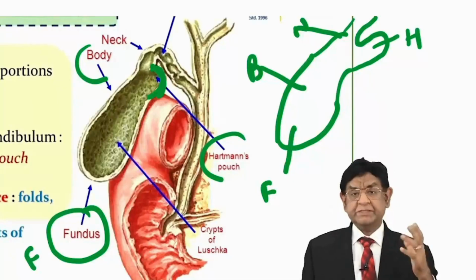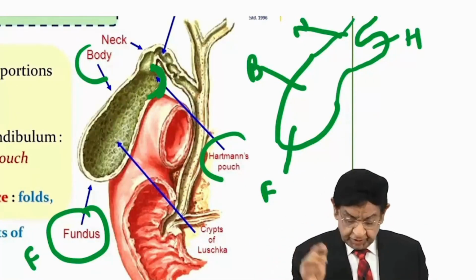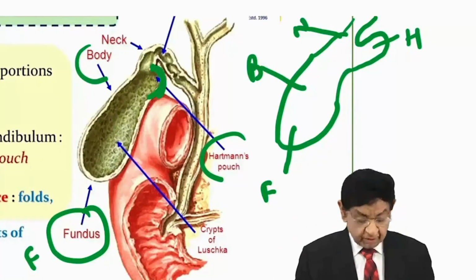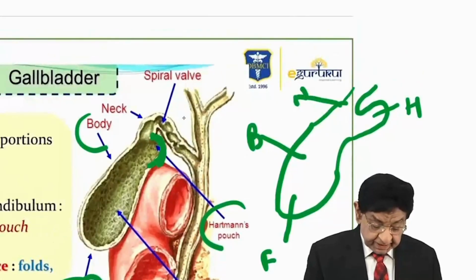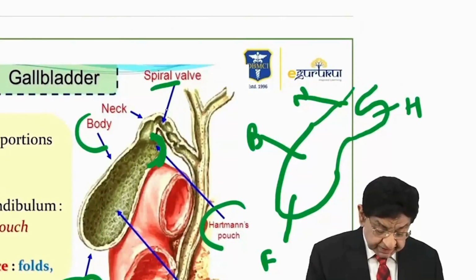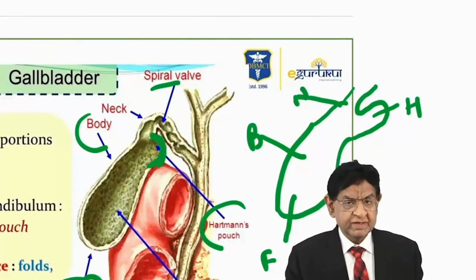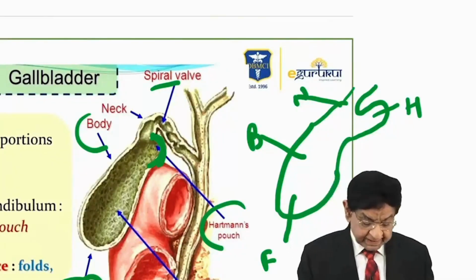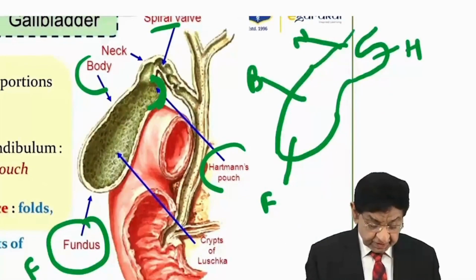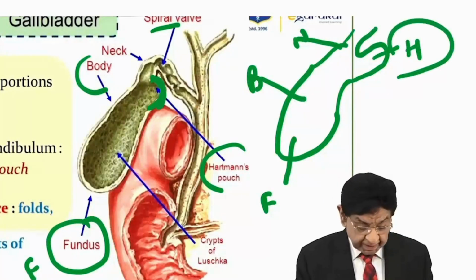So it has a special meaning. You can say it's just a pouch. That's why we call it Hartmann pouch. And finally, the cystic duct has a spiral valve, or the lining inside the cystic duct is a type of valve, a spiral type of valve. Okay. So you understood there is something called Hartmann pouch.